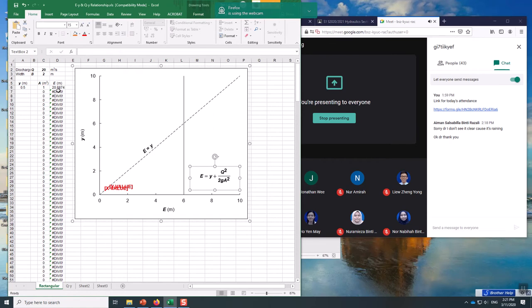Okay, now, but by the way, are you able to see my cursor pointing at all these equations? Yes, doctor. That's great.